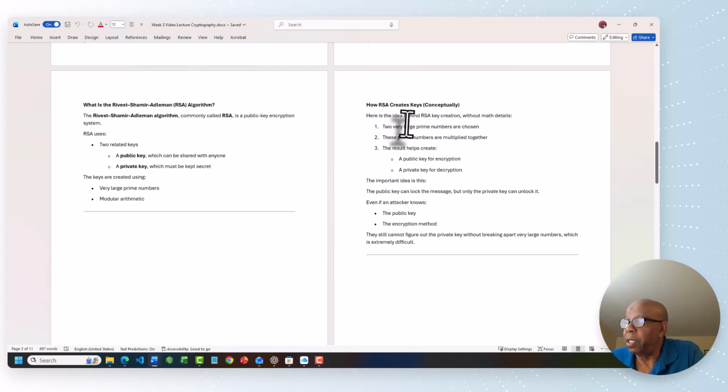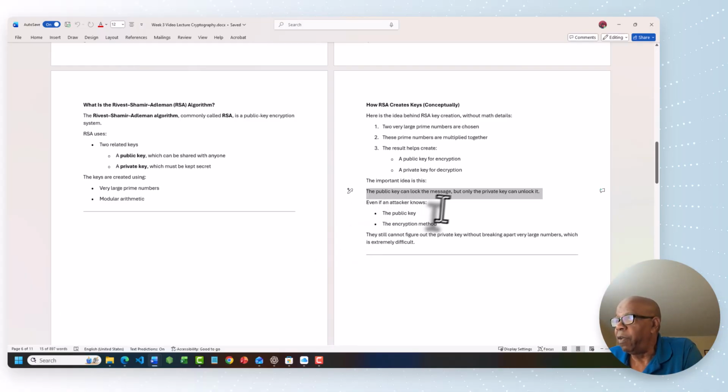How does RSA create keys? Conceptually, here's what the process is. Here's the idea behind RSA. Two very large prime numbers are chosen. These prime numbers are multiplied together. The result helps create a public key for encryption and a private key for decryption. The important idea is this: the public key can lock the message, but only the private key can unlock it. So I can use this public key to lock any number of messages, no matter what length. If two people have the same public key, as long as we have different private keys, we can keep that information secure.